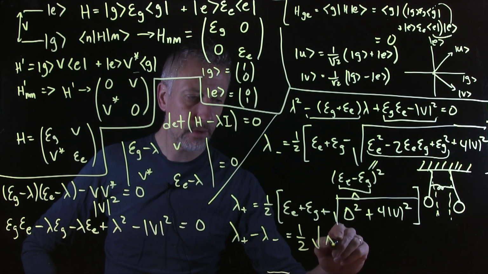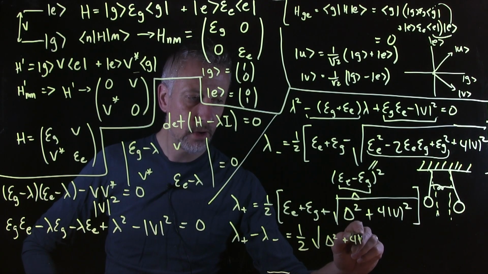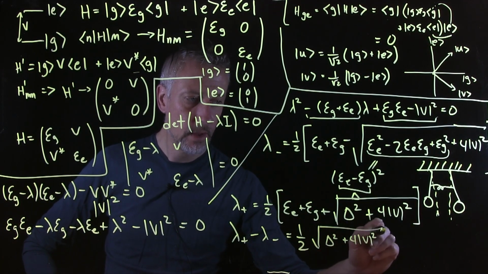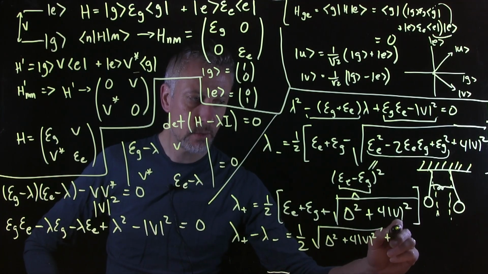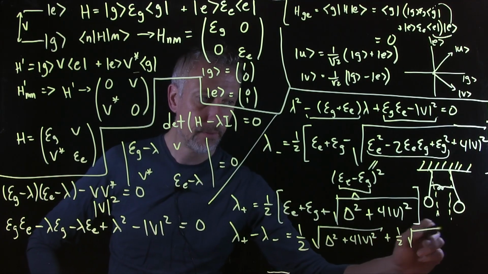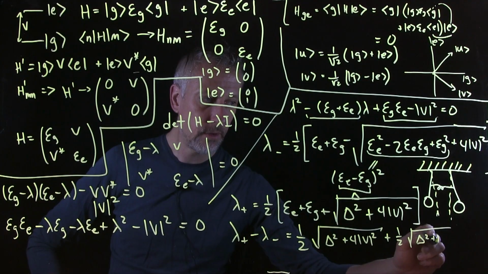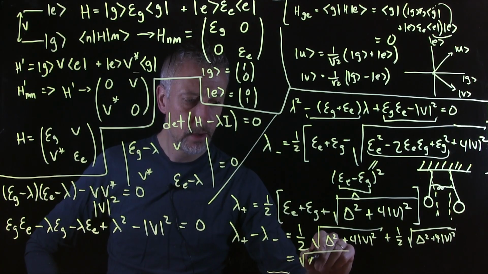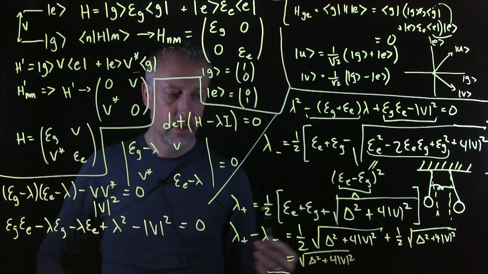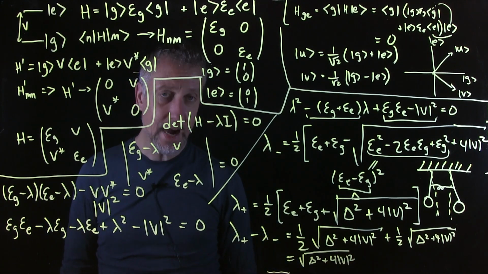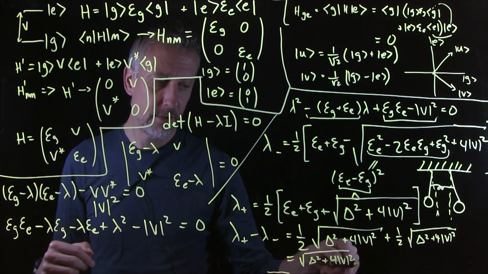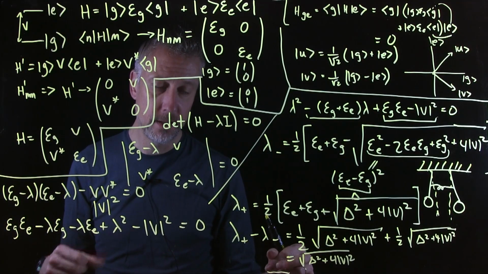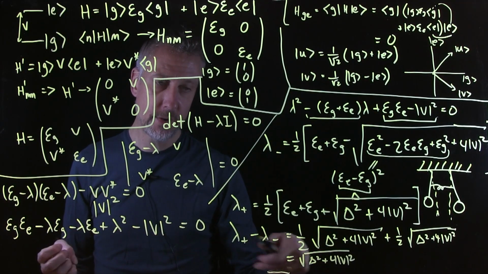So it's the delta squared plus 4v squared, right? And then minus minus, so plus 1/2 of the same thing. Delta squared plus 4v squared. So that just ends up giving us this thing that's in the square root. Delta squared plus 4v squared. All right, and so this is the gap, the new energy gap, the energy difference between the ground state and the excited state for the new coupled system.